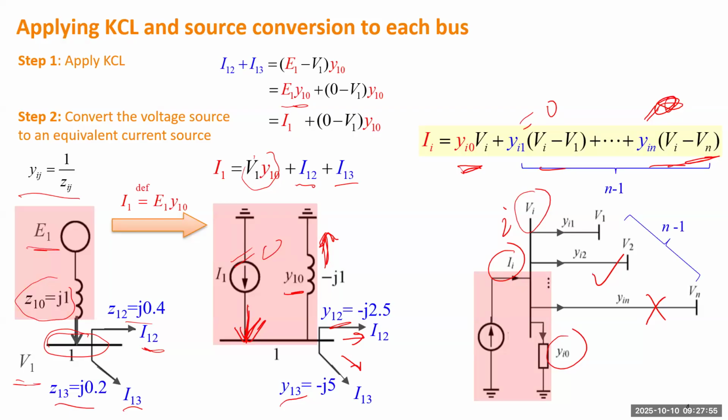Okay, so for n-bus system, each equation will have n terms. The first term is this bus going to the ground. And the remaining terms total n-1, because each bus will have n-1 neighbors at the most. So in total we will have n items in each equation.